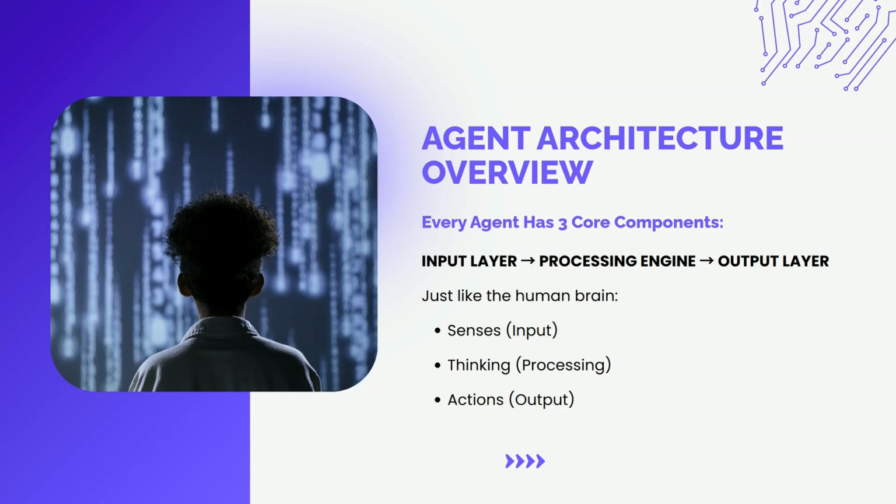The input layer is where agents gather information, from users, files, web searches, or databases. The processing engine is where real intelligence happens: AI analysis, data transformation, decision-making logic. And the output layer is how agents deliver value: reports, messages, actions, or formatted results. What makes this powerful is that you can have multiple inputs feeding into complex processing chains, creating sophisticated workflows.